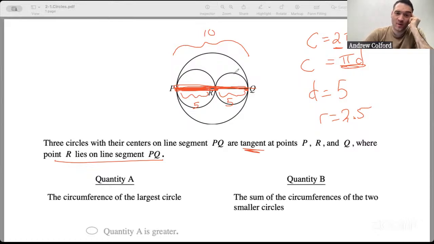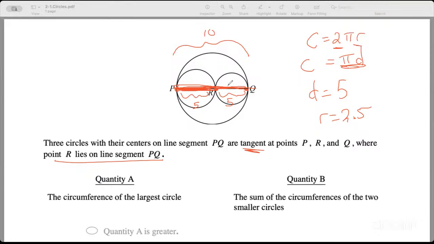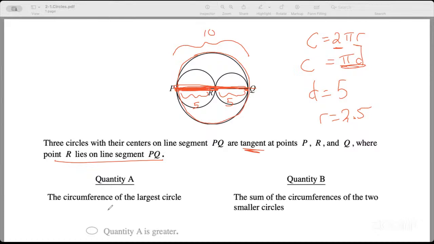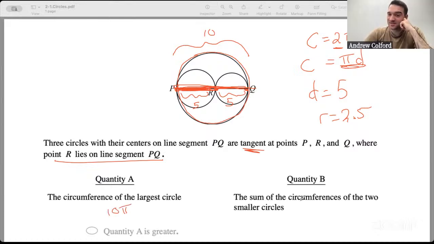But the circumference of the left circle is 5 pi. What's the circumference of the right circle? 5 pi as well. And what's the circumference of the big circle? 10 pi. So the circumference of the big circle is 10 pi. That's quantity A. The sum of the circumferences is 10 pi.